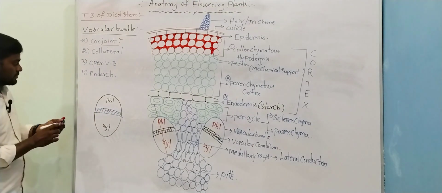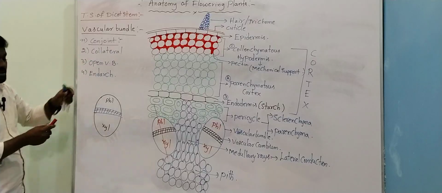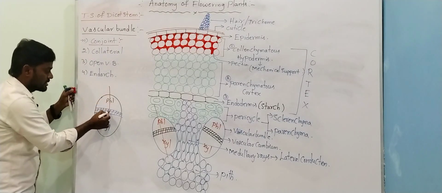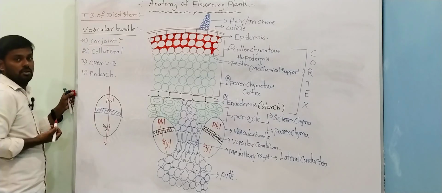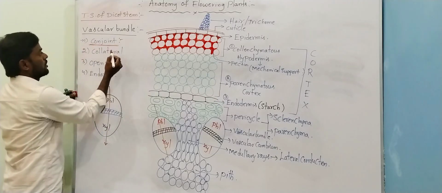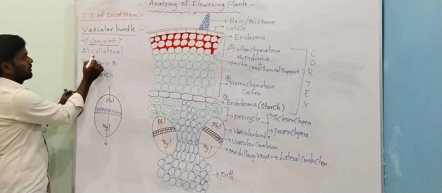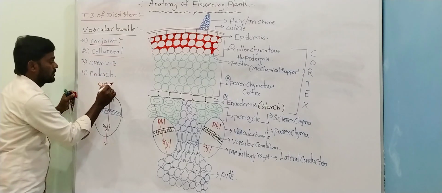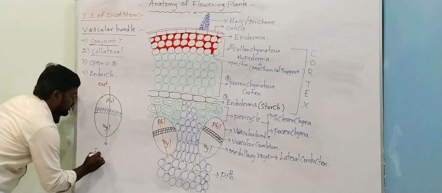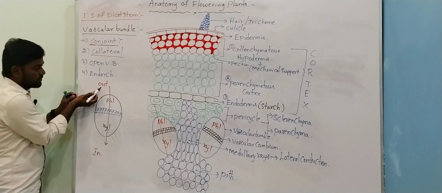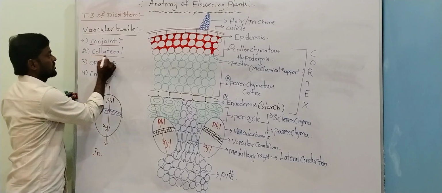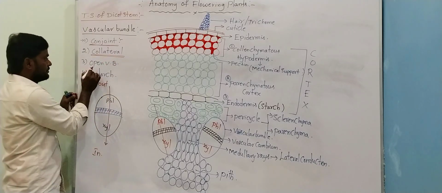Okay. Next, conjoint. Conjoint means the phloem and xylem are arranged in the same radius. So this condition is known as conjoint. Next one, collateral means phloem towards the outside. This is the outer part. It is the inner part. Phloem towards the outside, xylem towards the inner side. So this condition is known as collateral.